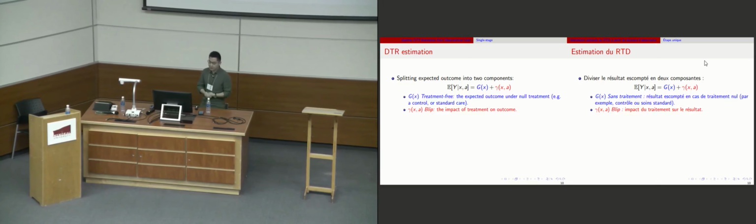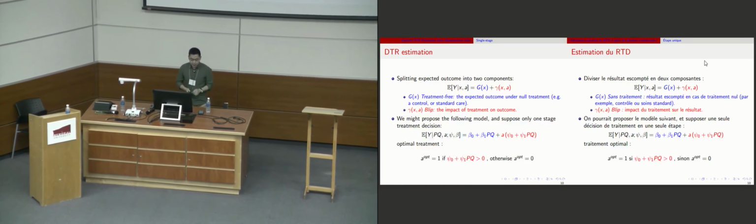The first part is the blue one, the g function, which we usually call the treatment-free part. That is the expected outcome under no treatment. The second part is the gamma function, usually called the blip function, which is the impact of the treatment on the outcome. And the covariates in the treatment-free part and the treatment part could be different, which are in the covariate X set.